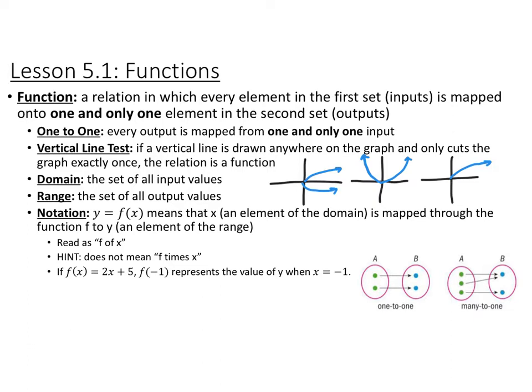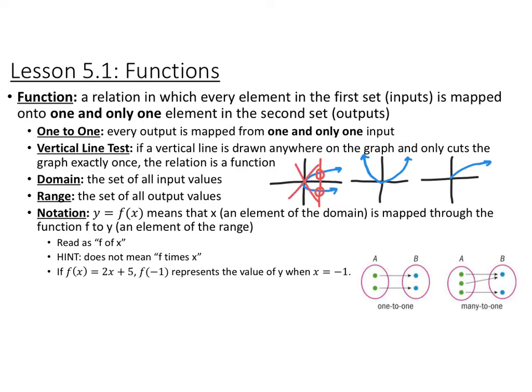A one-to-one function, not only does every x have a unique y, but every output is also mapped from one and only one input. So every y only has one x coordinate. A visual way that we can test to see if a graph is a function is the vertical line test. So I have these three little graphs here. The very first one, if I draw a vertical line on this graph, it intersects twice, which means one x value goes to two different y values. So this is not a function.